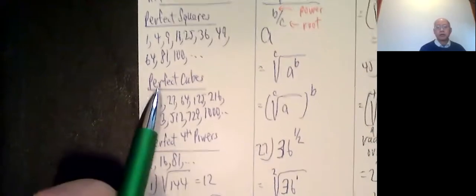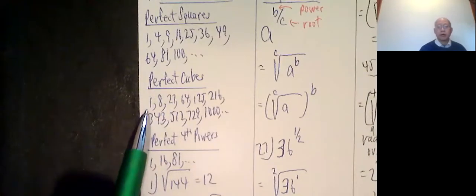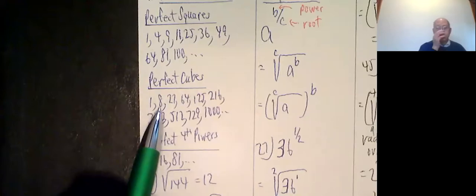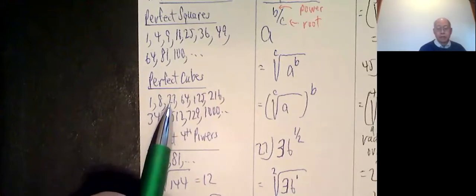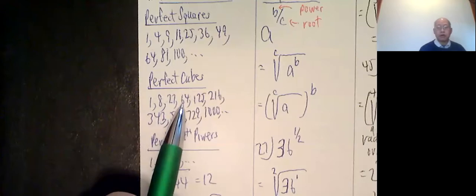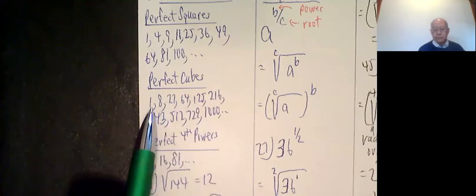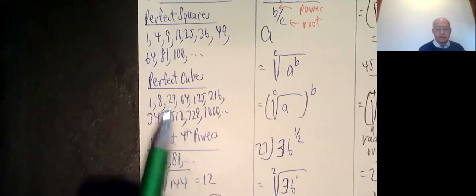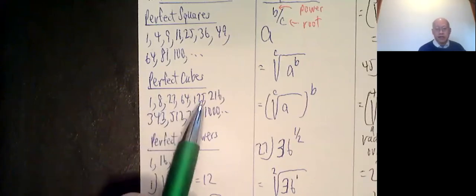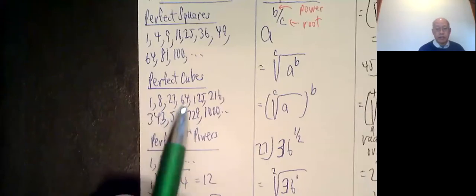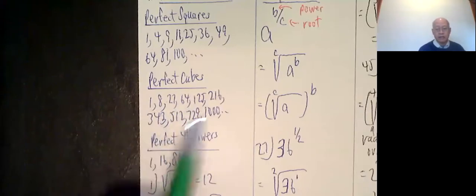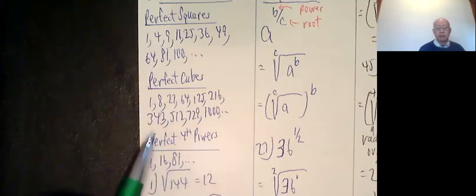A little bit harder to know are the perfect cubes. So 1 cubed, 1 times 1 times 1, 2 times 2 times 2 is 8, 3 times 3 times 3 is 27, 4 cubed is 64, 5 cubed is 125, and so on. Do I have to memorize these? No, you don't have to. Maybe up to 125 you should be somewhat familiar with these. After that it's a little bit tougher.